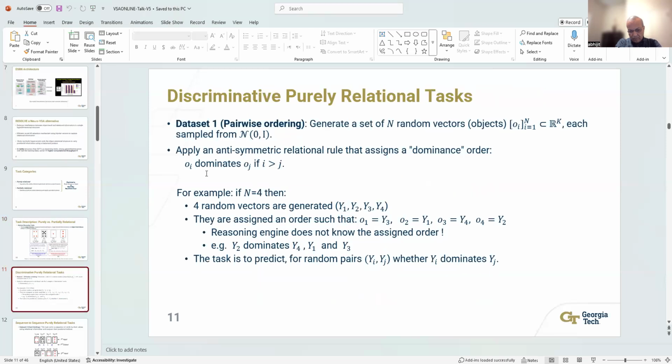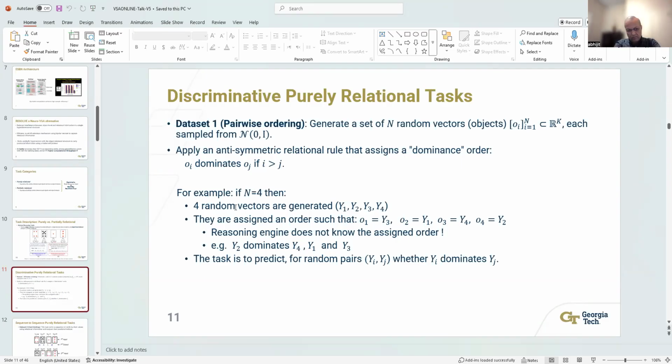Now we will introduce all the datasets that we will discuss later. Dataset 1 consists of pairwise ordering. The data consists of generating a set of random vectors of dimensionality k, and associating a dominance relation to these objects based on their index. For example, Oi will dominate Oj if i is greater than j. Here we give an example with n equal to 4.